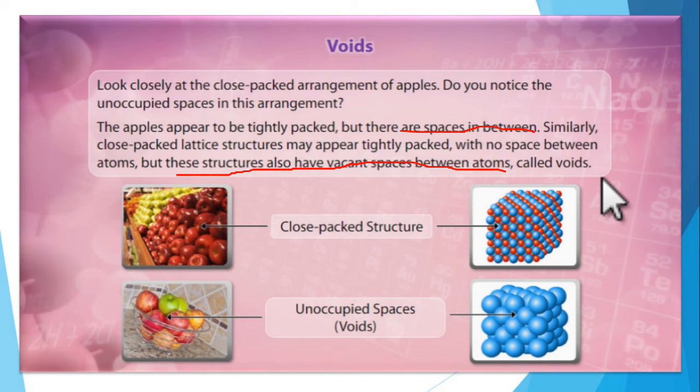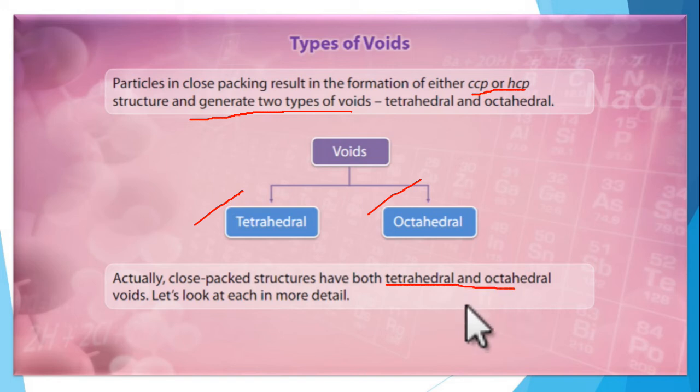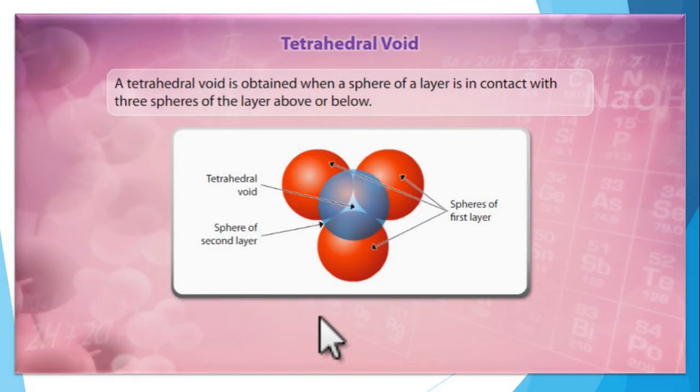Voids are of two main types. Which ones? Octahedral and tetrahedral. Tetrahedral and octahedral voids. Particles in closed packing result in the formation of either CCP or HCP structures, as we have discussed earlier, and generate two types of voids. Clear? Actually, closed pack structures have both tetrahedral and octahedral voids. Let's look at each in more detail.